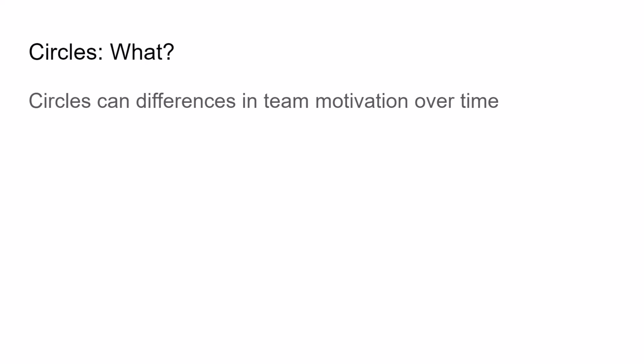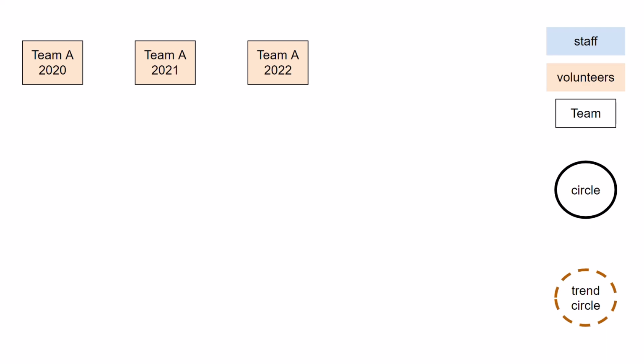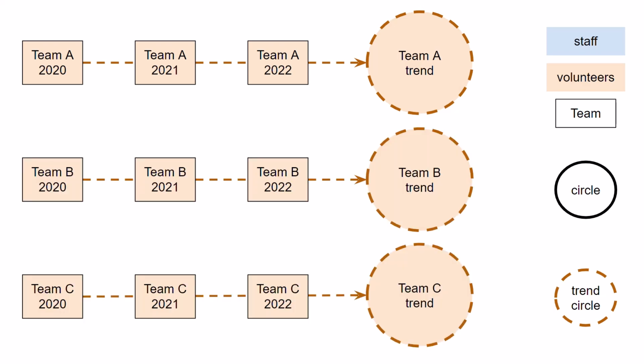So you can use circles also to see differences over time. So imagine, Team A, team of volunteers in 2020, they do a Moti survey, they do another Moti survey in 2021, a third Moti survey in 2022. Well, you can create a trend circle, basically a normal circle, that will just add up these 3. So you would group the same team with the 3 different years into one circle. And you can do that for other teams.